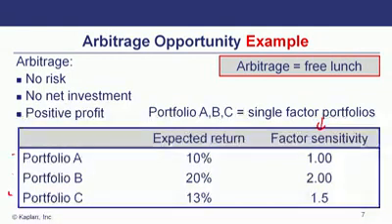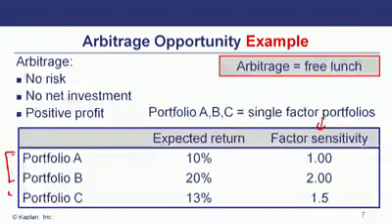Where does the arbitrage opportunity come in? Well, remember that when we talk about portfolios, these factor sensitivities, these betas, are just a linear combination of the betas of the individual assets. So what we could do is take portfolio A and B and combine them. Let's put 50% of our money in A and 50% of our money in B. Well, what's going to happen if we do that?